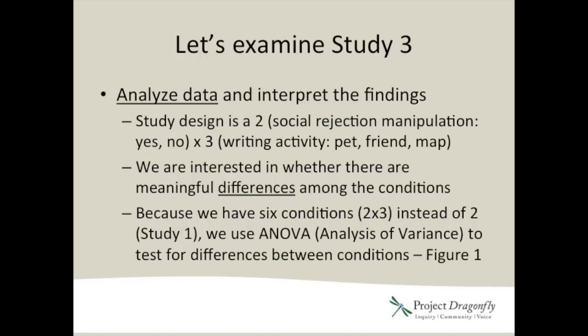Now we're interested in whether there are meaningful differences among these conditions. And because we have a design with 6 different conditions, the 2 by 3, we have to use an analysis of variance, or an ANOVA, to test for differences between these conditions. A t-test will help us look for differences between 2 conditions, but because we have 6 here and they're organized in a factorial way, we need a more powerful test, in this case the ANOVA.